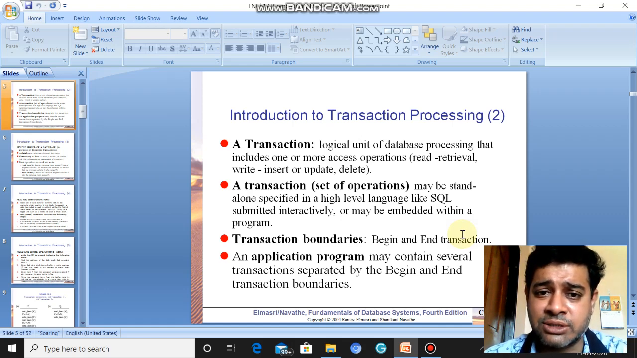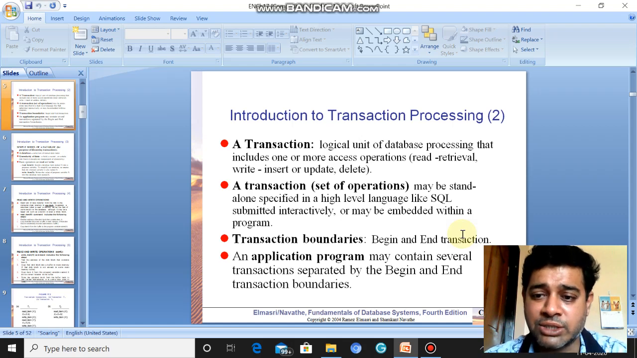Then this transaction consists of a set of operations. It may be standalone, specified with SQL, where SQL can be interactive or embedded within a program, like PL/SQL. Now this transaction starts and ends, so there are boundaries to a transaction. When you are doing a transaction, generally it's a kind of function which will start and which will end. To do this transaction, we require an application program.